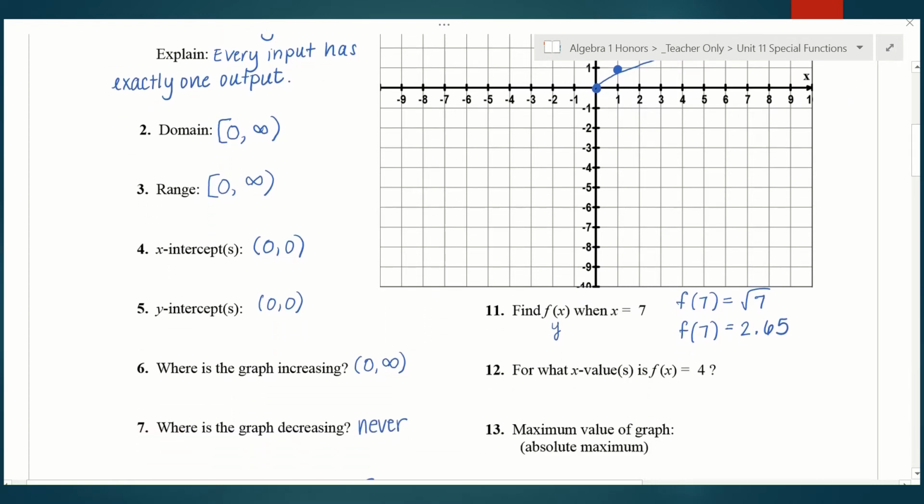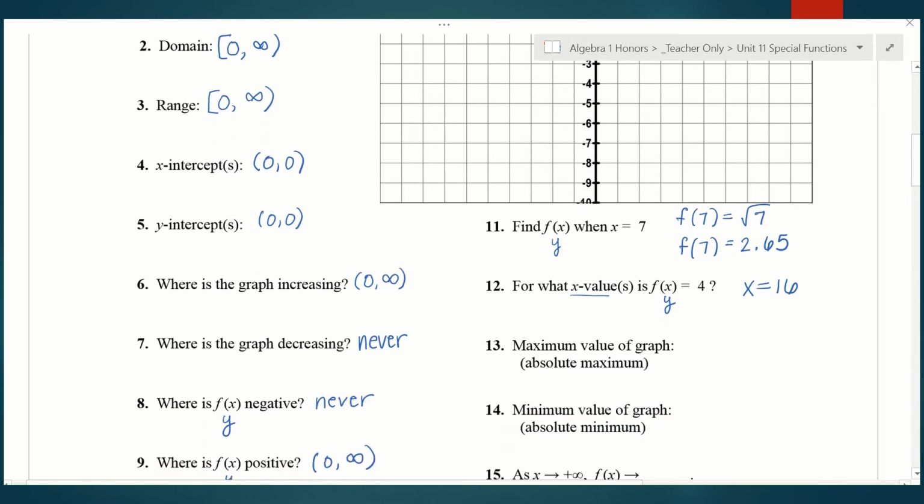Okay, for what x value or values is f of x equal to 4? This is asking, what is x if y is equal to 4? What number would you have to put into the square root to get an answer of 4? 16. The square root of 16 gives me 4, so x would have to equal 16. Okay, the maximum value of the graph. This is just saying how high does my graph go? What is the end of my range, which we've already said is infinity.